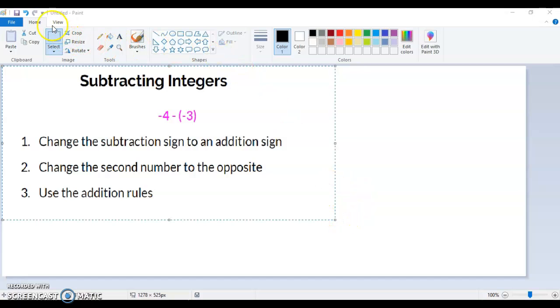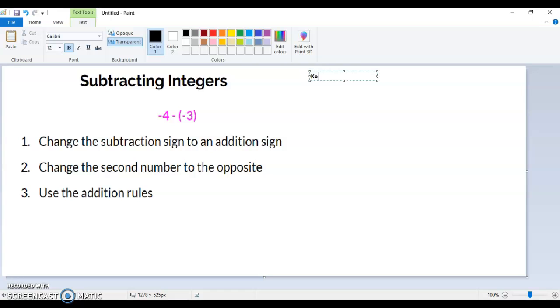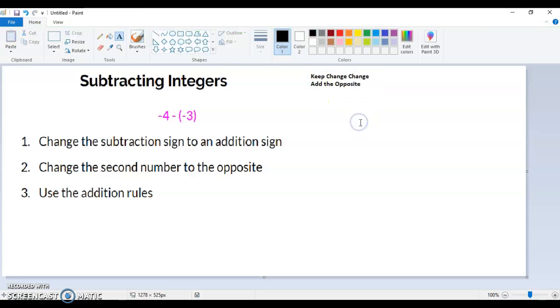So just like we were using keep, change, the other day, we will continue to use it today. You also might hear add the opposite. Both of these I'll use interchangeably. They mean about the same thing.